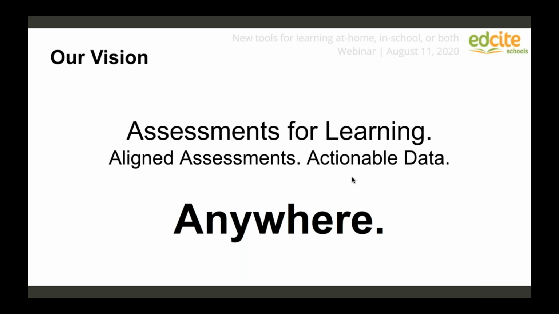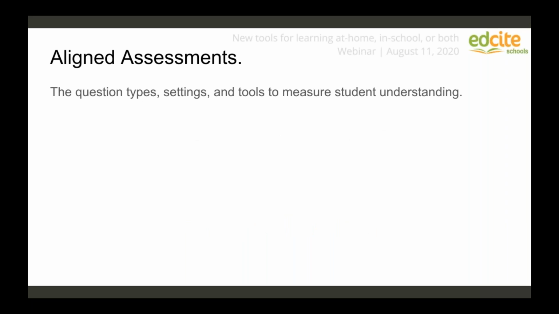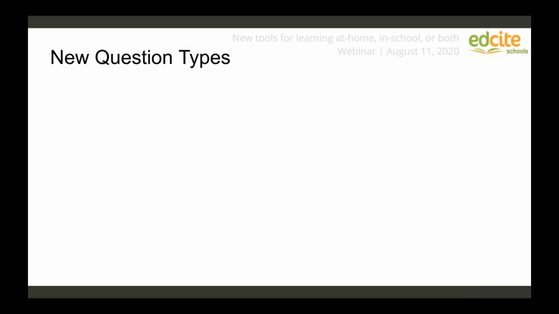So, thinking about that lens, let's dive into the new product updates from this summer and coming out this fall. We'll have other webinars in the coming weeks that deep dive into some of these specific features, but today's session is really just a quick overview of the new tools that teams can leverage. Let's start with aligned assessments. We want to make sure that every team has the question types, the settings, and the tools that they need to measure student understanding. Each product release, we're constantly adding to those three categories. Let's start by looking at some of the new question types that have been added to the platform.